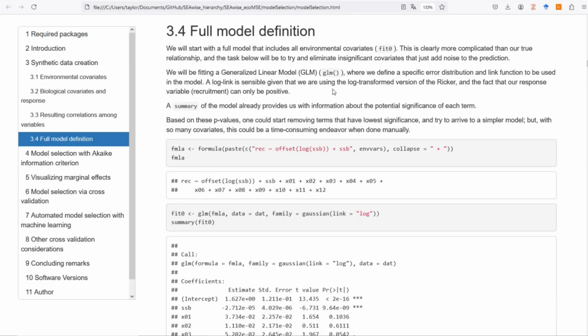So what one often does, and you saw this in the example from Molly, is maybe starting off with the most complex model that you could maybe imagine, all the covariates that you wanted to test, and then slowly reducing that model to some simpler, more significant relationship.